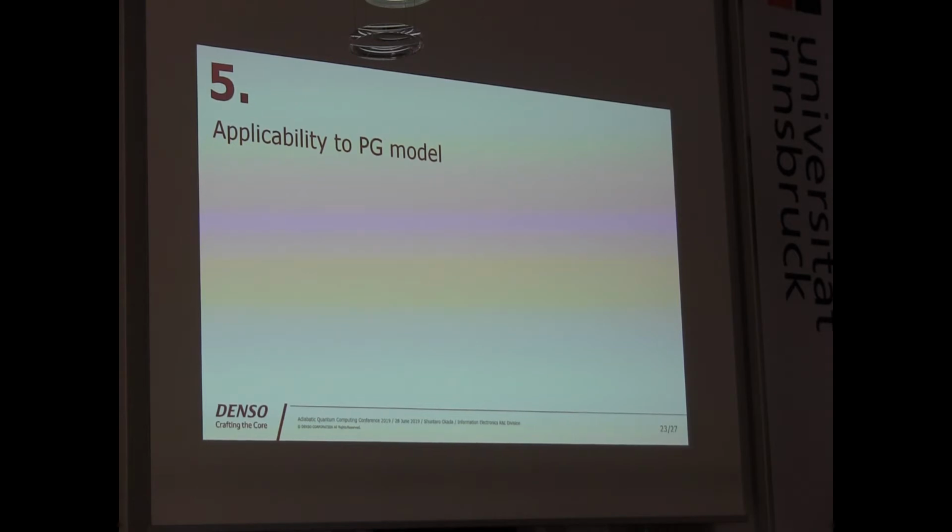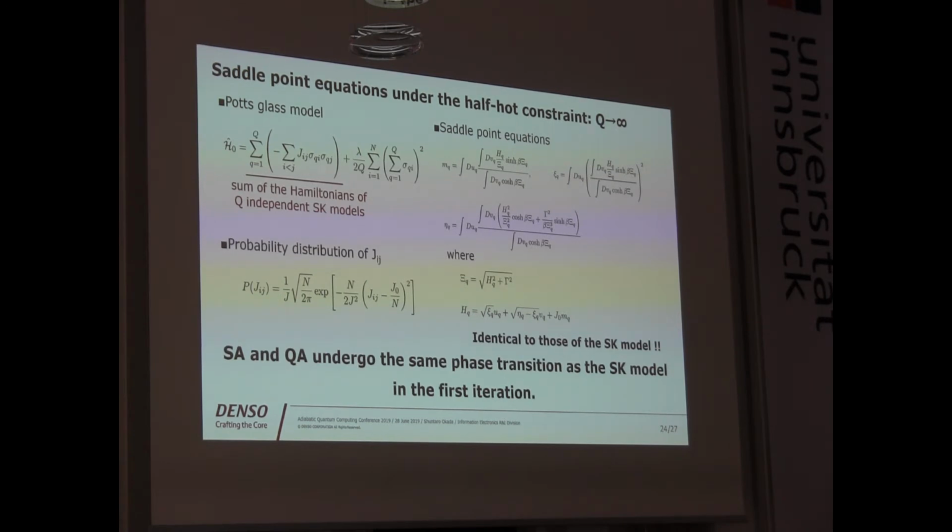Next, I discuss the applicability of the proposed method to the Potts-Glass model. First, I show saddle point equations under the half-hot constraint. Saddle point equations of the Potts-Glass model under the half-hot constraint are identical to those of the SK model in the infinite limit of Q. This is the cost function of the Potts-Glass model under the half-hot constraint. The first term is the sum of the Hamiltonians of Q-independent SK models, where the probability distribution of Jij is given by Gaussian.